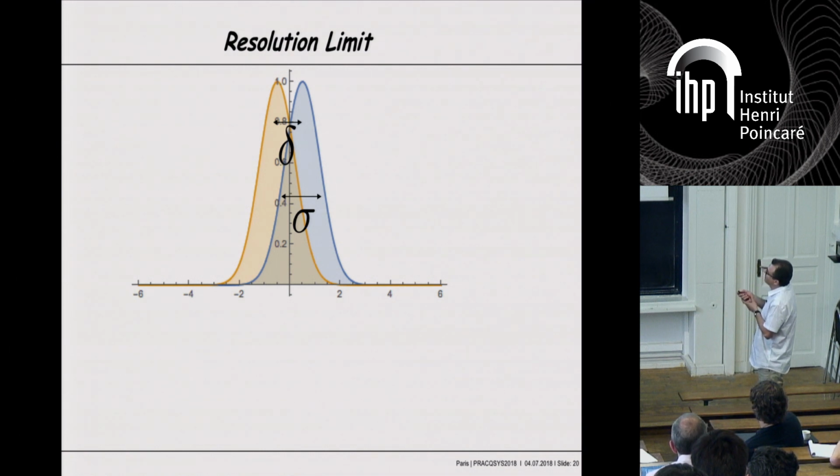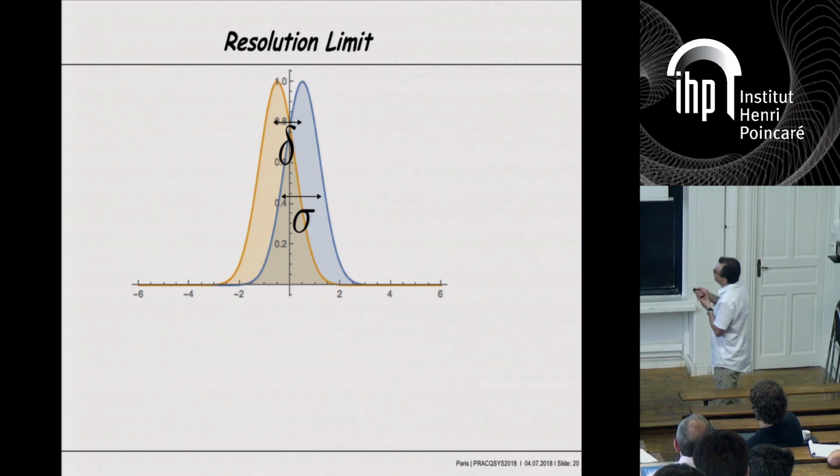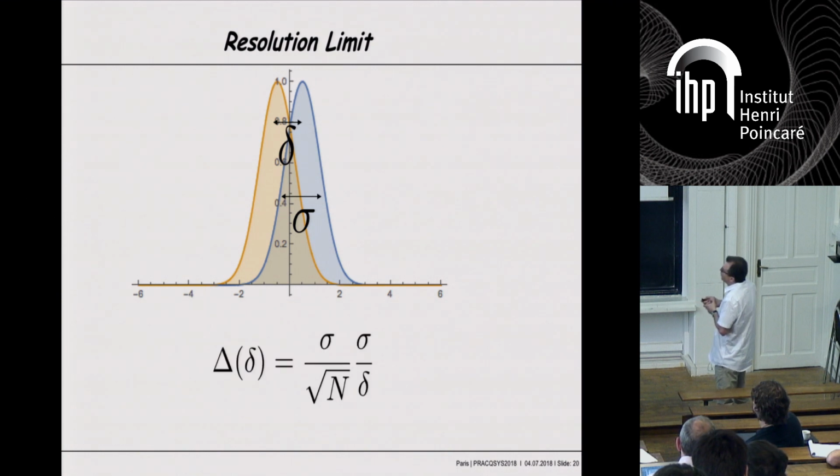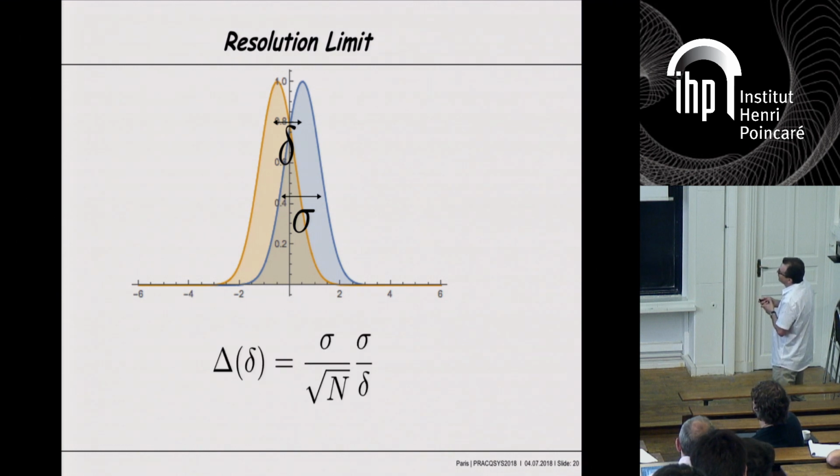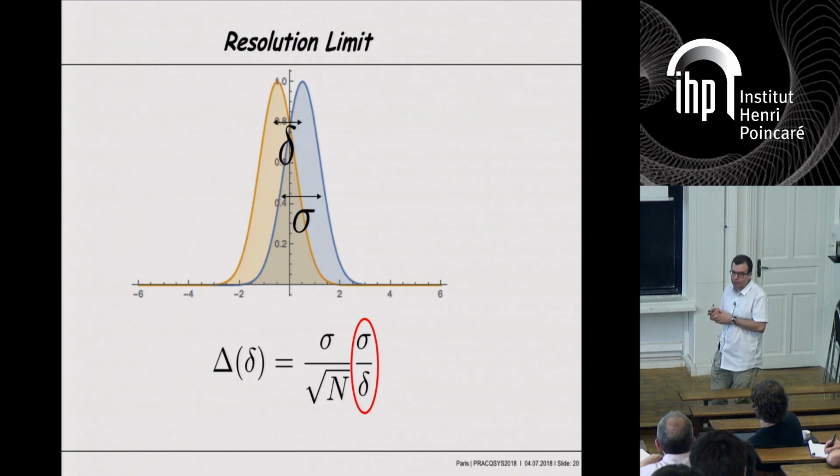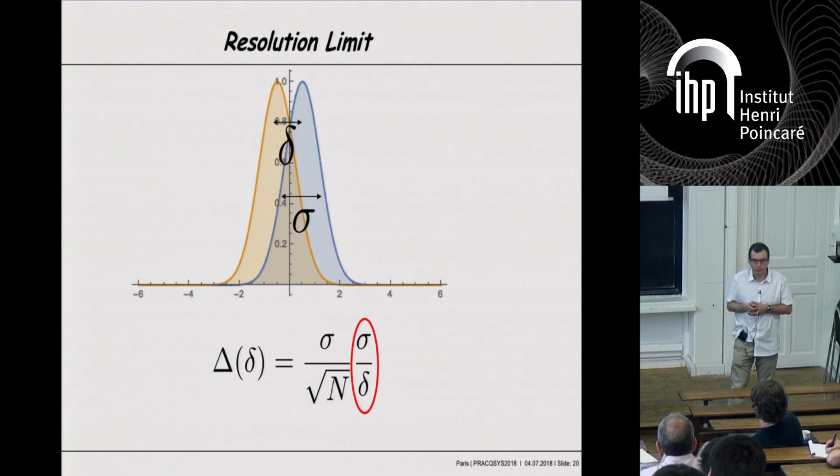So sigma is the noise, delta is the difference. Suppose in the limit when delta is much smaller than sigma, this is just going to be a new random variable which is more or less Gaussian. We can estimate its noise, and from this we will know that the uncertainty in delta, which was for one frequency just sigma over square root of n, will be sigma over square root of n multiplied by this factor, sigma over delta. And this factor will diverge when delta goes to 0.